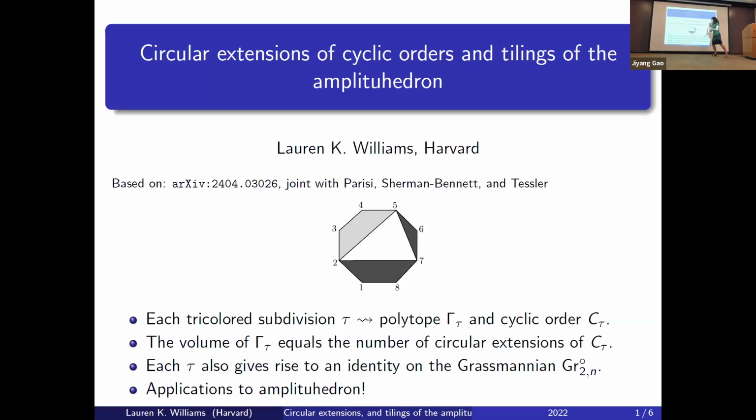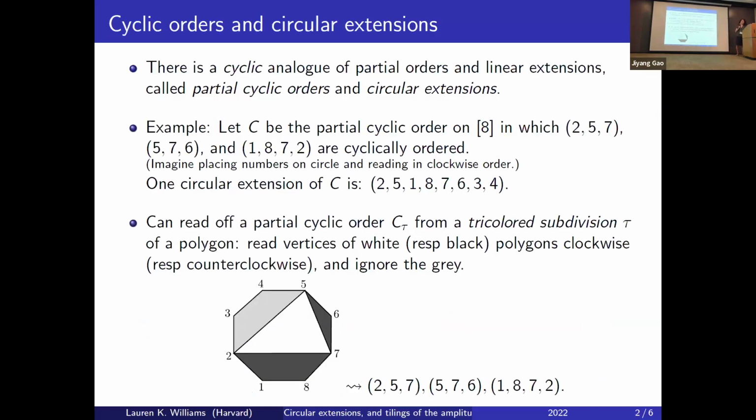Each tricolored subdivision also gives rise to an identity on the Grassmannian of two planes in n space, and there are also applications to the amplituhedron, which is a geometric object that arises in physics in the context of scattering amplitudes. So, the tricolored subdivision is the main object, and it's this dissection.